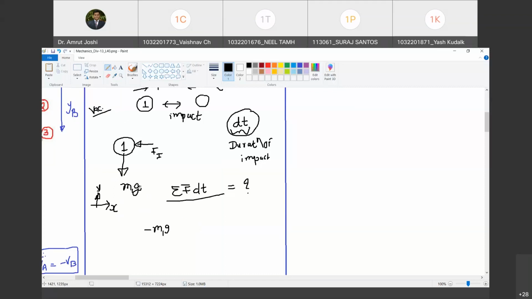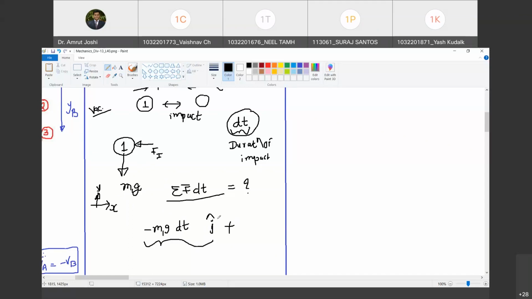So there are only two forces acting on this body during the impact, and that is m1g and Fy. What is the impulse of m1g? It is m1g multiplied by j cap, with a negative sign because m1g is acting in the downward direction, multiplied by dt. This is the impulse of its self weight during the time of impact.